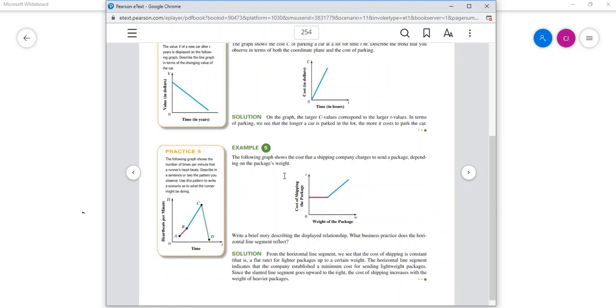Okay, here's another one. The following graph shows the cost of a shipping charge on a package depending on its weight. So this line's kind of flat. It's saying that from here to here, the cost doesn't go up at all. Same price from here to here on weight. So it can weigh up to a certain amount. You don't get charged extra, but as soon as you pass this weight, this thing's going to increase. The cost is going to increase as the weight increases from this point here on. Okay.